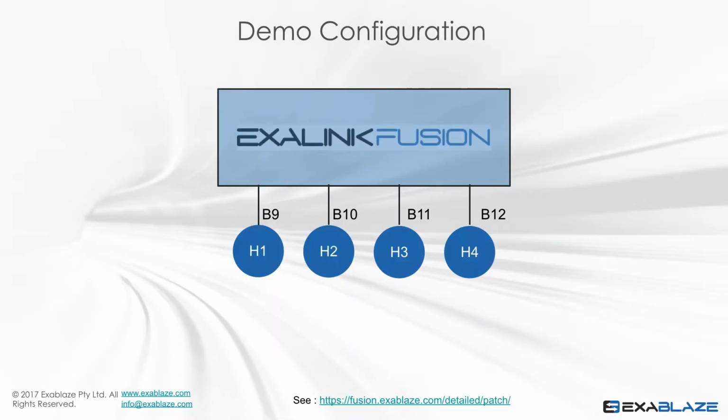As we progress, we're going to be using the following demonstration configuration. In this configuration, we have an ExaLINK Fusion and 4 hosts, hosts 1 through to 4, connected onto line card B on ports B9 through to B12.